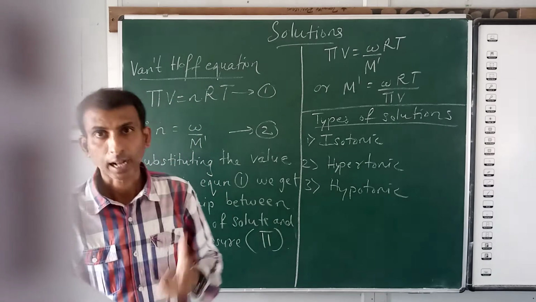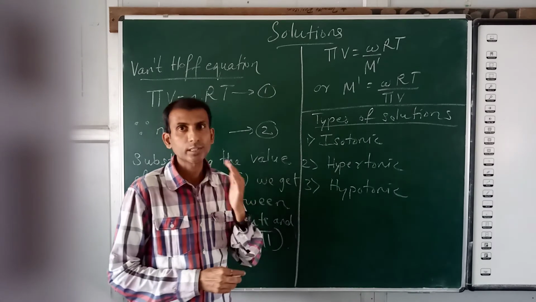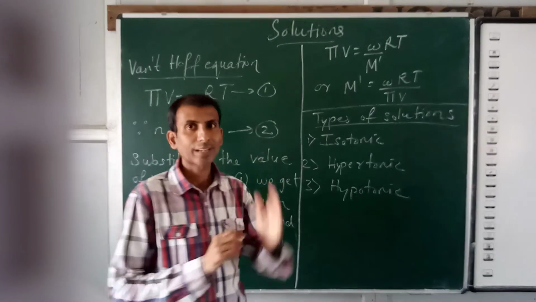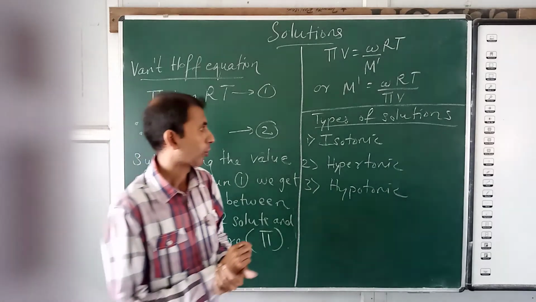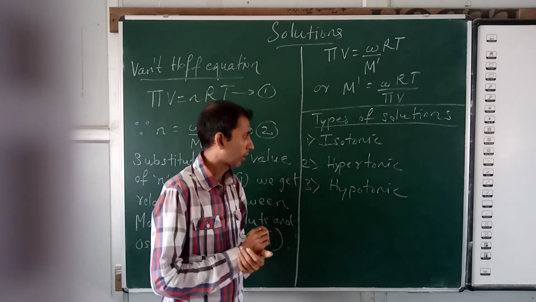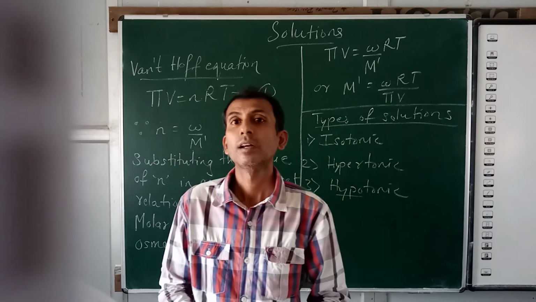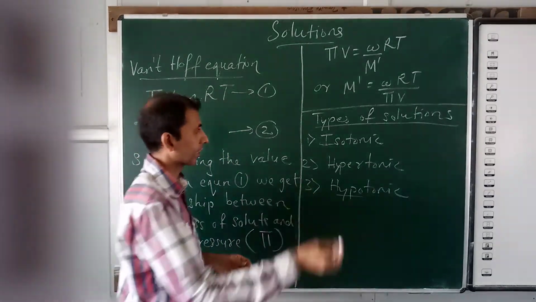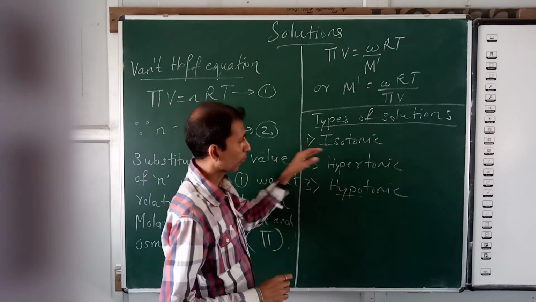And the next type is hypertonic solution. Hyper means high. So when two solutions are there and one of the solutions has higher concentration, then osmosis will take place, and the solution with higher concentration is called hypertonic solution. And hypotonic solution means the solution having lower concentration is called hypotonic solution. In this case also osmosis will take place, and you can understand the concept of osmotic pressure.